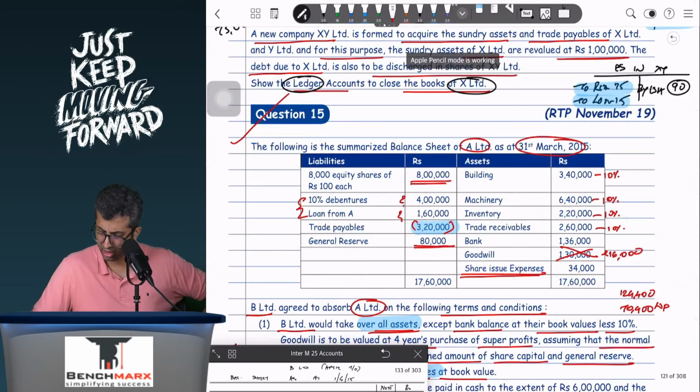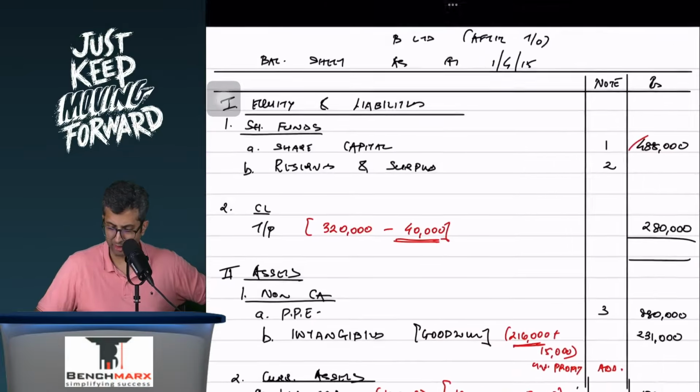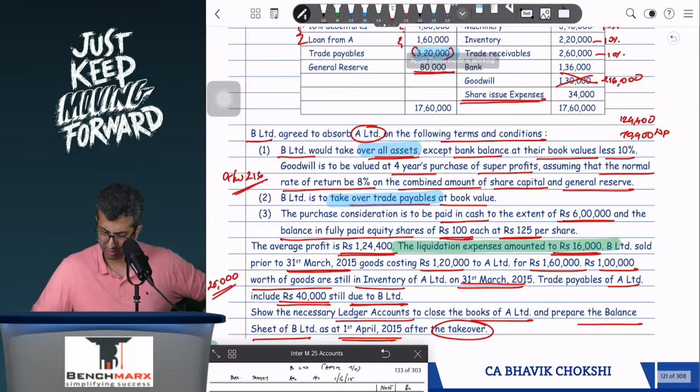16. Here, 15,000 addition is unrealized profit. 15,000 20.